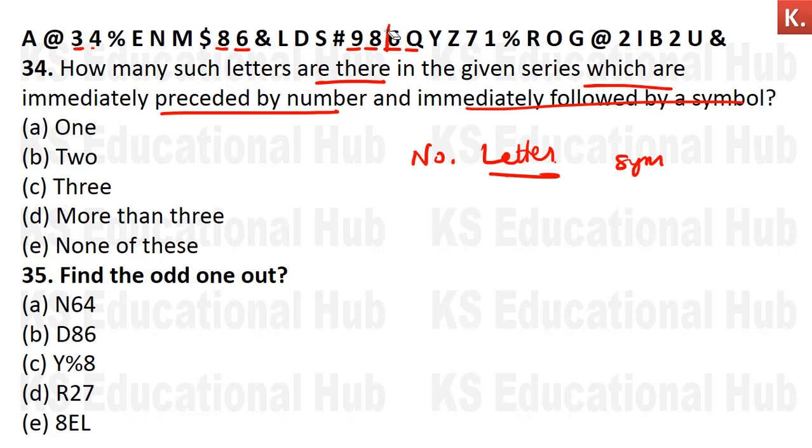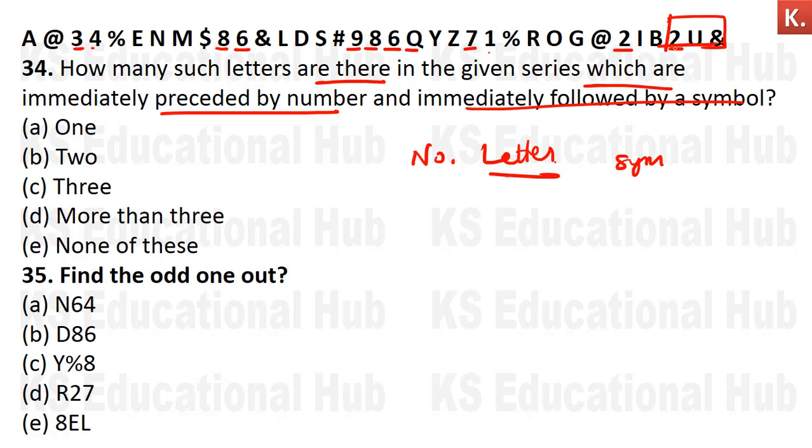Clear about this? 6 cannot be considered here. The next one is 7. 7 is followed by a letter, but that cannot be considered. 1 is followed by a symbol, that cannot be considered. The next 2 is here. 2 is followed by a letter, but that letter is not followed by a symbol, so it cannot be considered as well. Again 2 is here. 2 is followed by a letter and that letter is followed by a symbol. So this is the only combination which we have got.